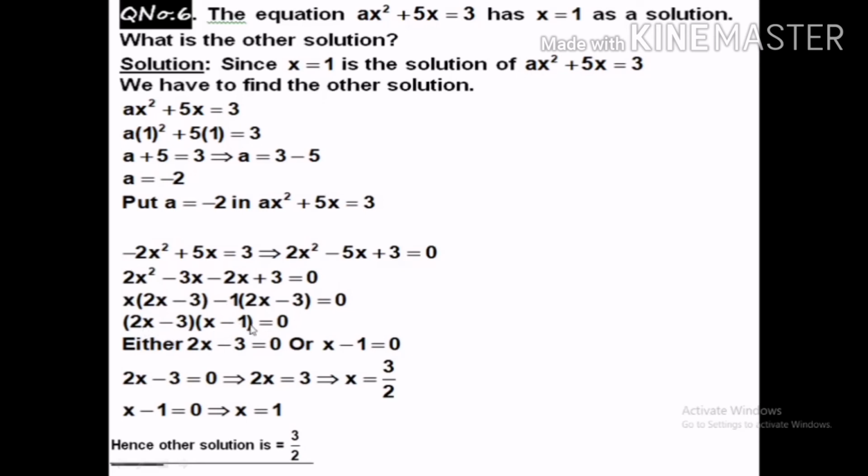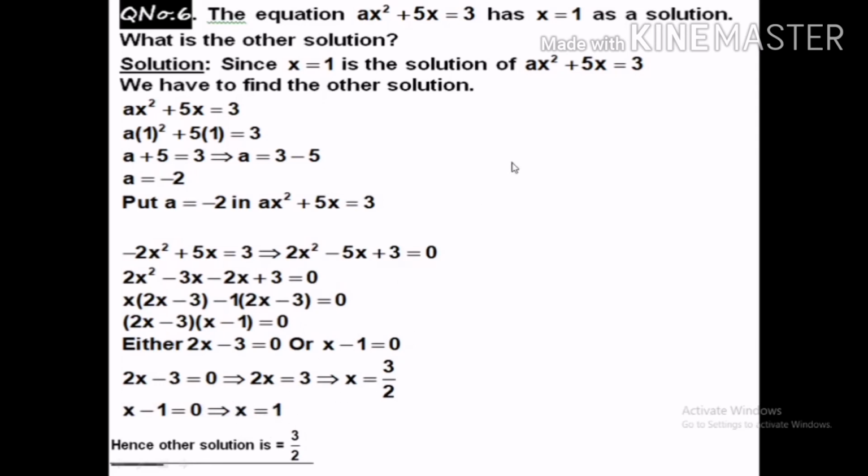So the product of these two factors is equal to 0, meaning the first factor 2x minus 3 is equal to 0, or x minus 1 is equal to 0. Solving 2x minus 3 is equal to 0, we get 2x is equal to 3, or x is equal to 3 by 2. Similarly, x minus 1 is equal to 0 implies x is equal to 1, transferring minus 1 to the right hand side. So we get two solutions.